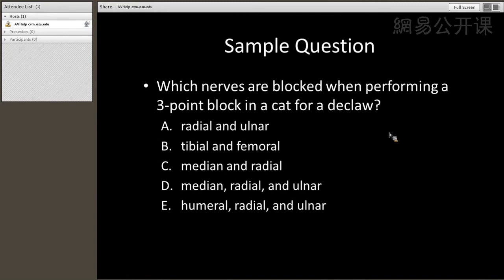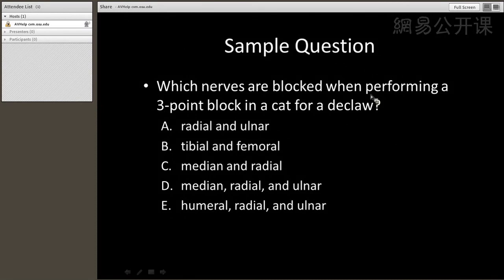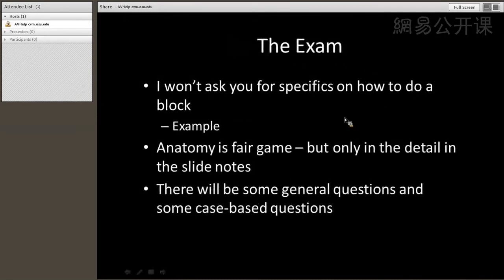And so do we have a humeral nerve? I don't know. It's been a long time since I took anatomy. You tell me. No? There's no humeral nerve? Well, there you go. So for the exam, I won't ask you for specifics on how to do a block. We already gave you some examples. You don't need to divide the humerus into thirds when you're doing a block. I don't need to know that.